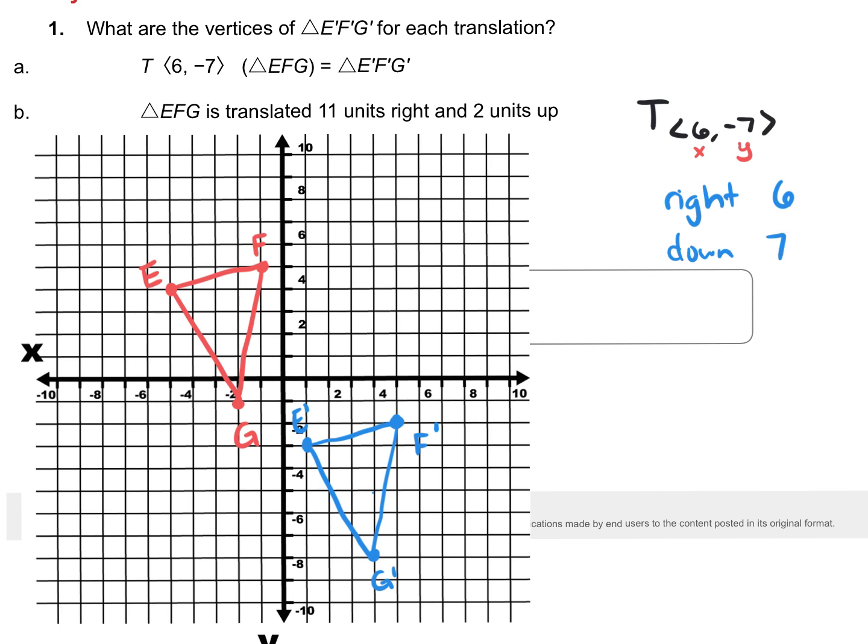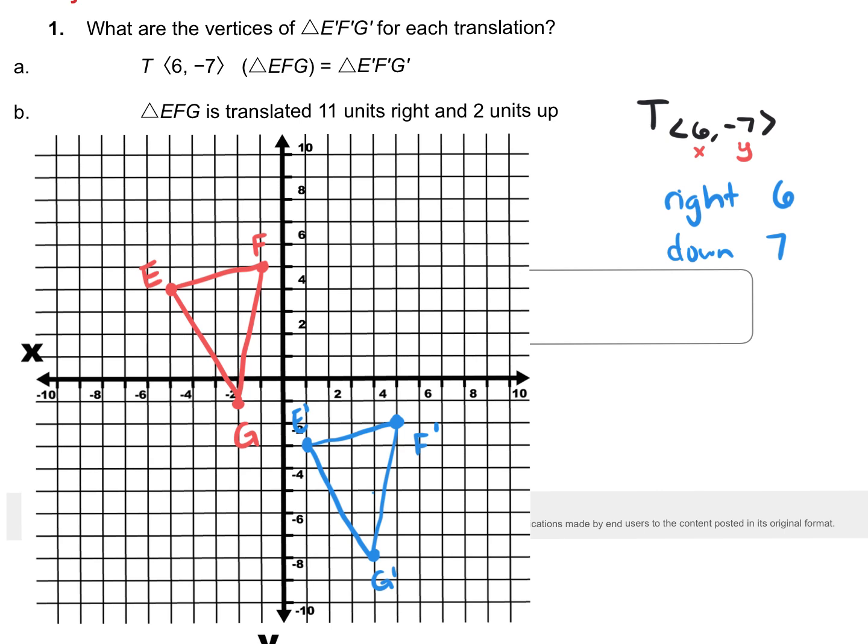How can you check if you did it correct? That's a good question. If it stayed the same shape, right? Yes. So if it stayed the same shape, we probably did it right just as long as you moved it in the correct direction and the right amount. Okay. So on part B, we're going to be dealing with the same shape. I'm just going to put this one in a different color here.